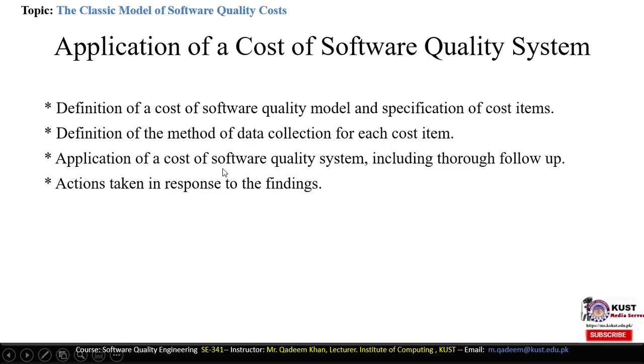Next, applications of cost of software quality systems include thorough follow-up. Thorough follow-up is used to identify the system completely, which will be used for the identification of cost of software quality system. Also, action taken in response to findings. All the steps which are taken for findings, these costs are also included here. So we must include all sorts of actions which are proceeded for finding the cost of software quality systems, and different costs are identified here.